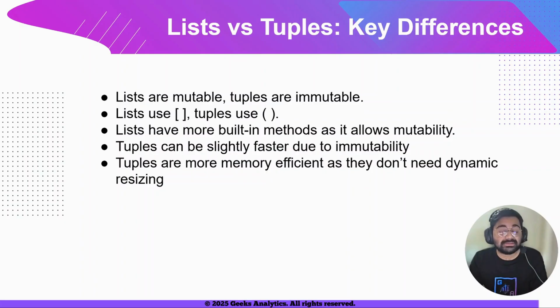Lists have more built-in methods compared to tuples because they are mutable. Tuples can be faster, and tuples are also more memory efficient because they're not mutable. Whenever a tuple object is created in memory, fixed memory is allocated, which is not dynamic, while list values can change. Due to that dynamic sizing of lists, they can be less memory efficient compared to tuples.